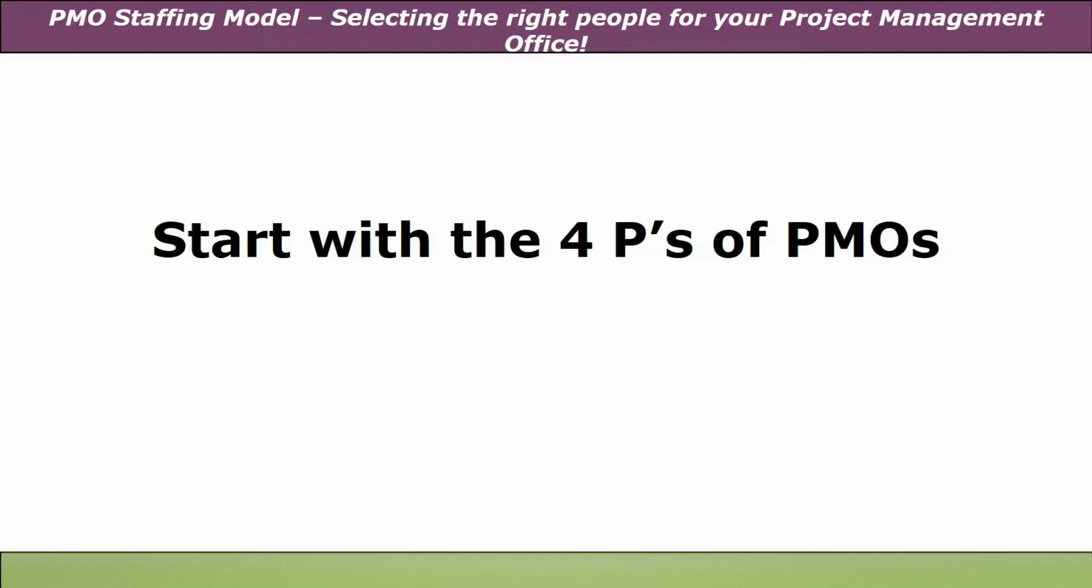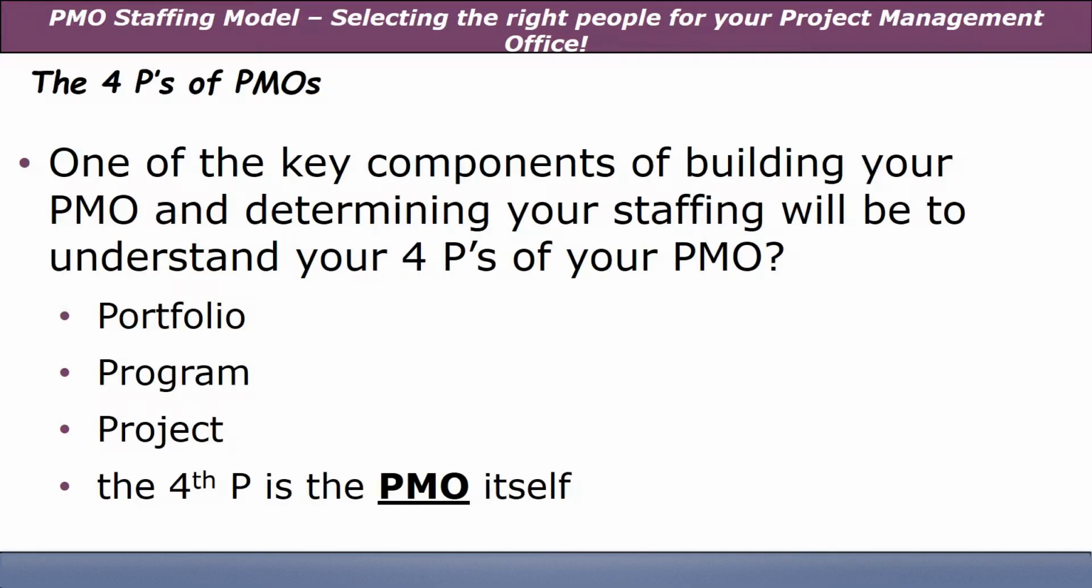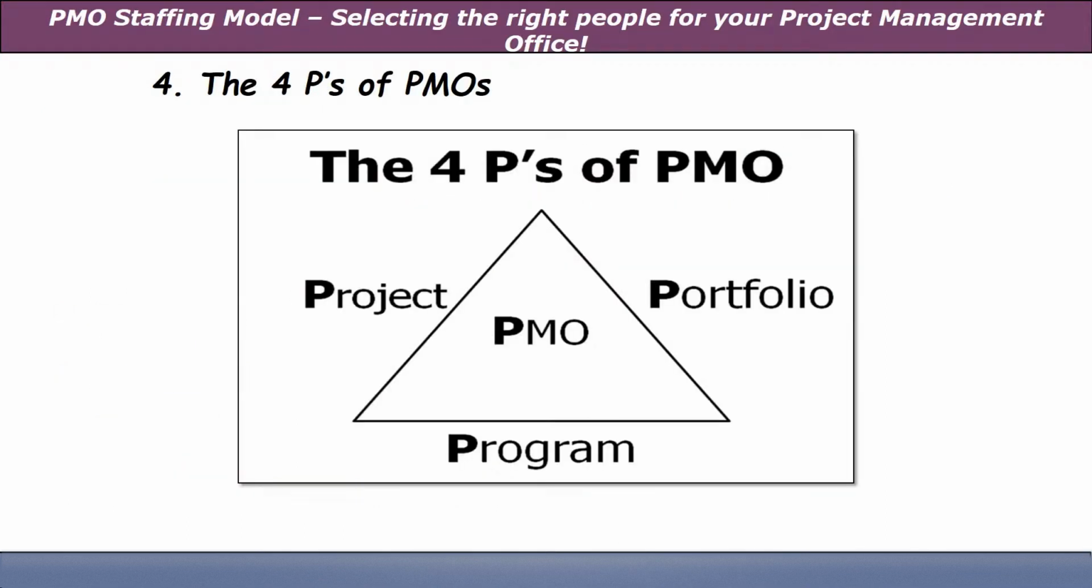First, you have to start with the 4 P's of your PMO. Every PMO manager needs to determine what are the 4 P's. Will they have portfolio management, program management, project management? Will you have portfolio and program? Will you have program and project? Will you just have project? PMO managers must determine the 4 P's of the PMO before they can decide what kind of staffing they're going to need. Here's a great view of that.